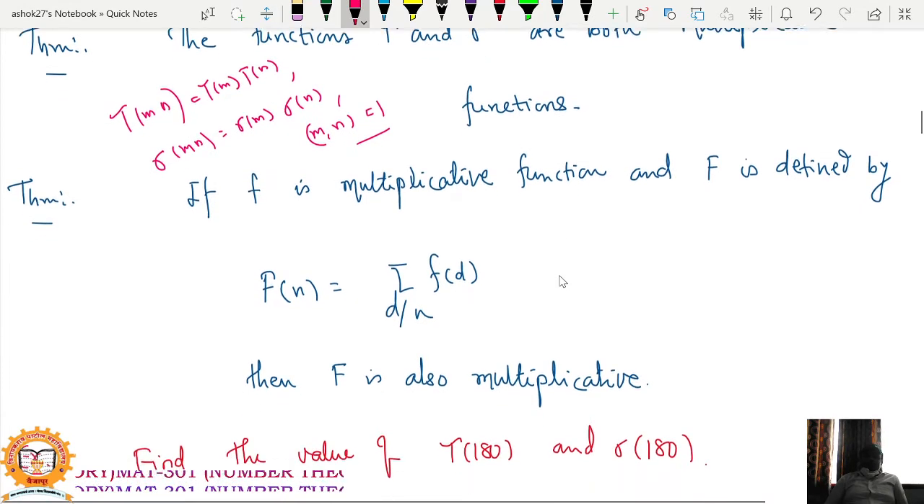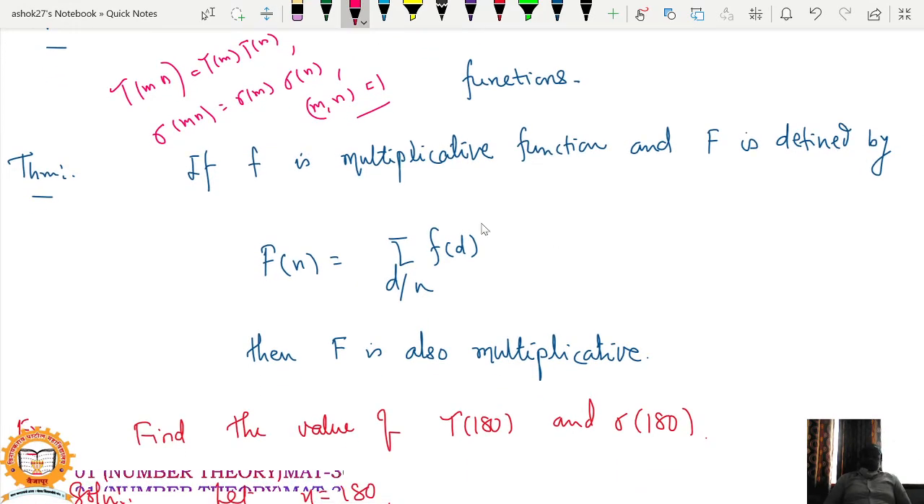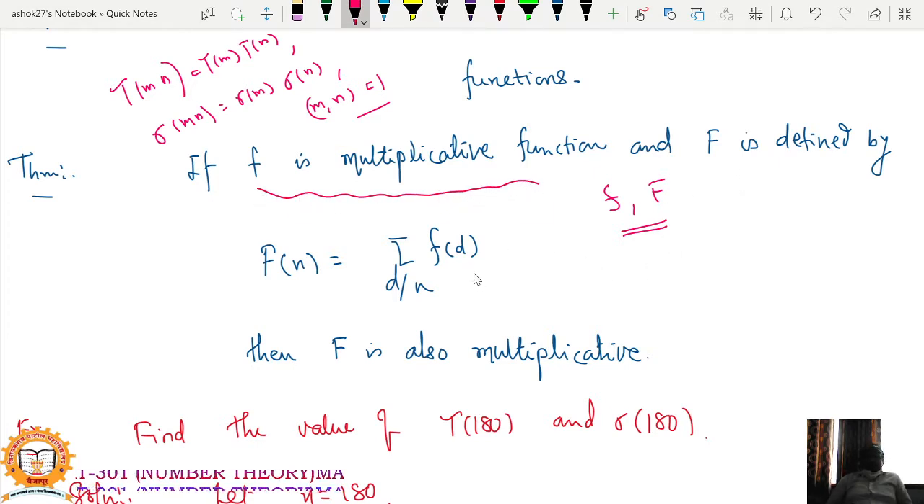If f is a multiplicative function and capital F is defined by, so there are two functions, small f and capital F. Small f is a multiplicative function and capital F is given in terms of small f. So capital F of n equal to the summation of small f of d, where d divides n. Then capital F is also a multiplicative function. So if small f is multiplicative, then capital F will be a multiplicative function.